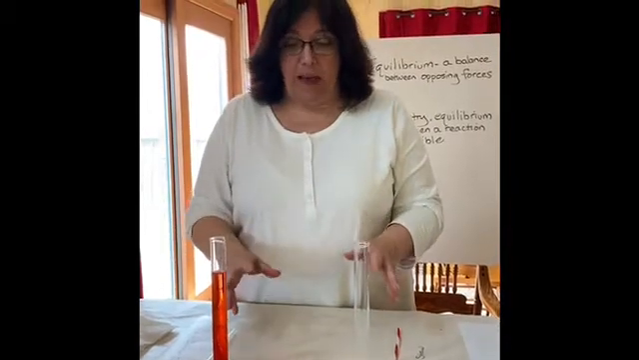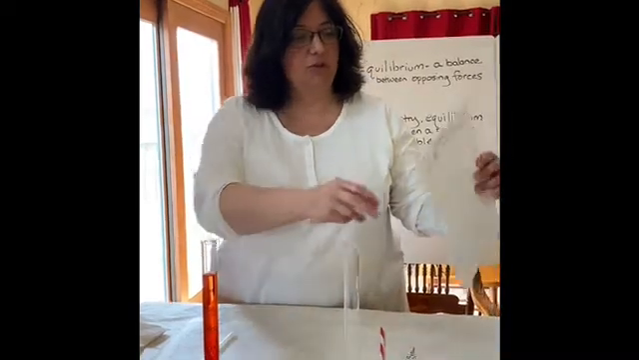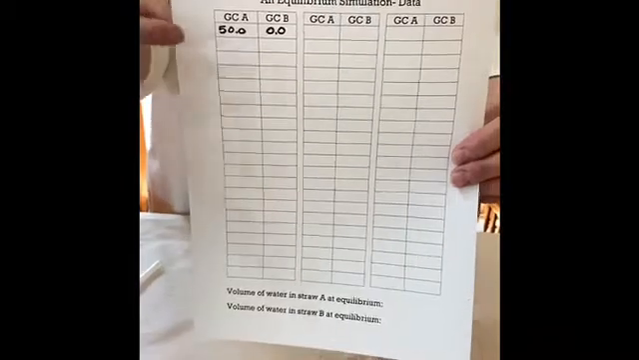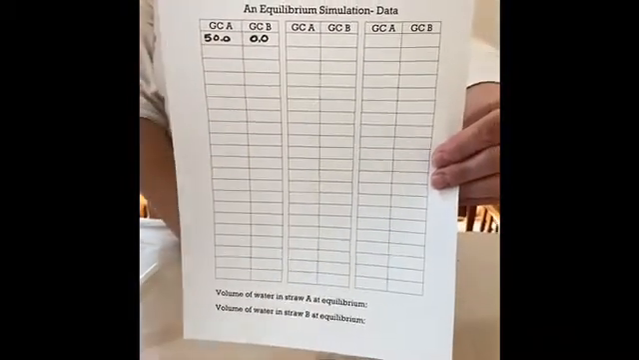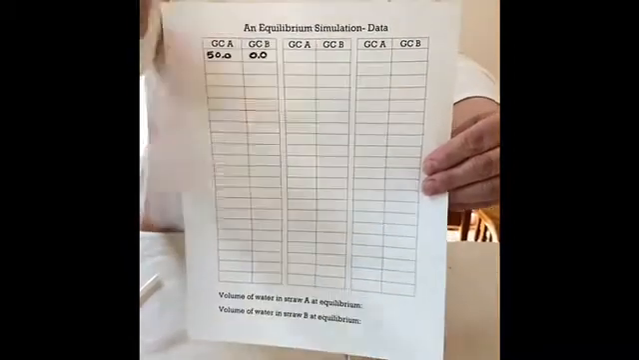All right, so we're back. So I'm going to start collecting data. If you notice, I've got a data table here. My first reading is graduated cylinder A has 50 milliliters, graduated cylinder B has nothing. I'm going to continue to collect data.